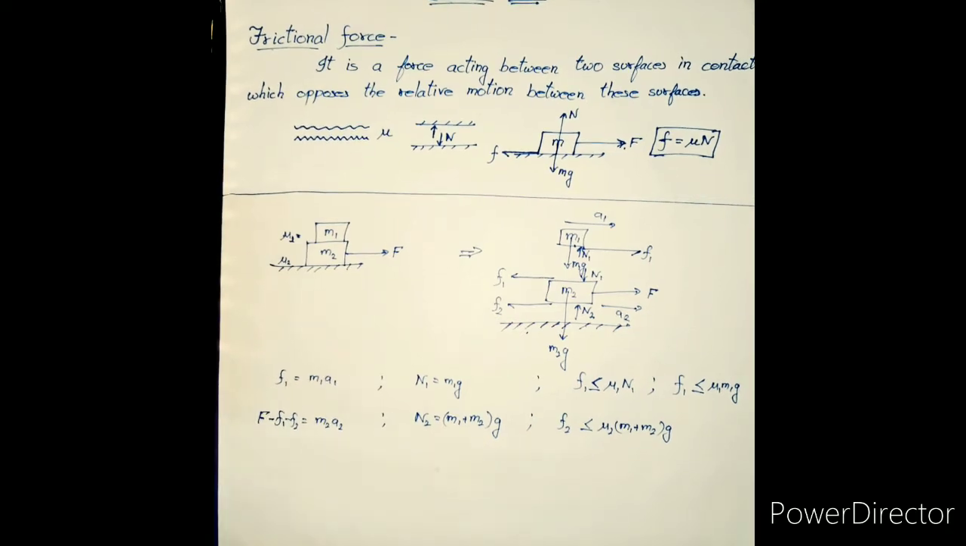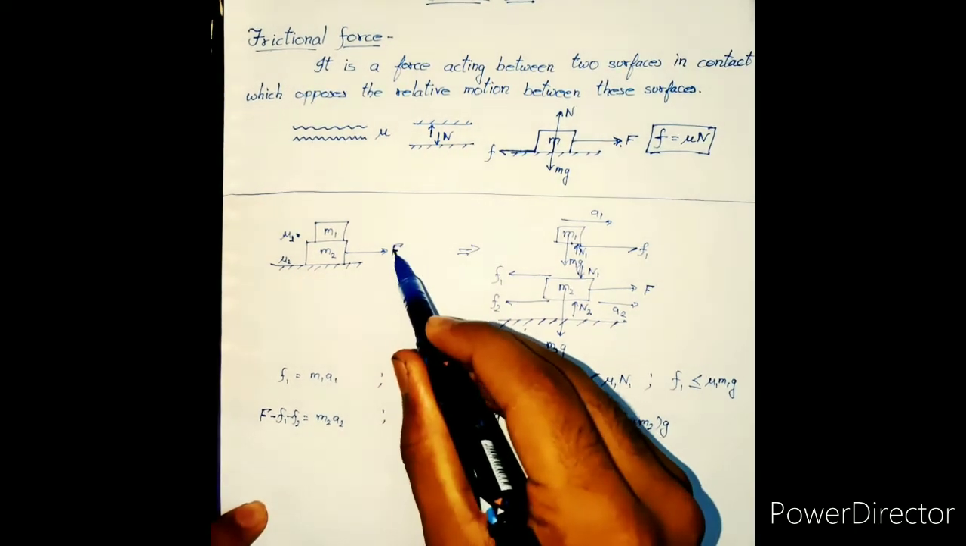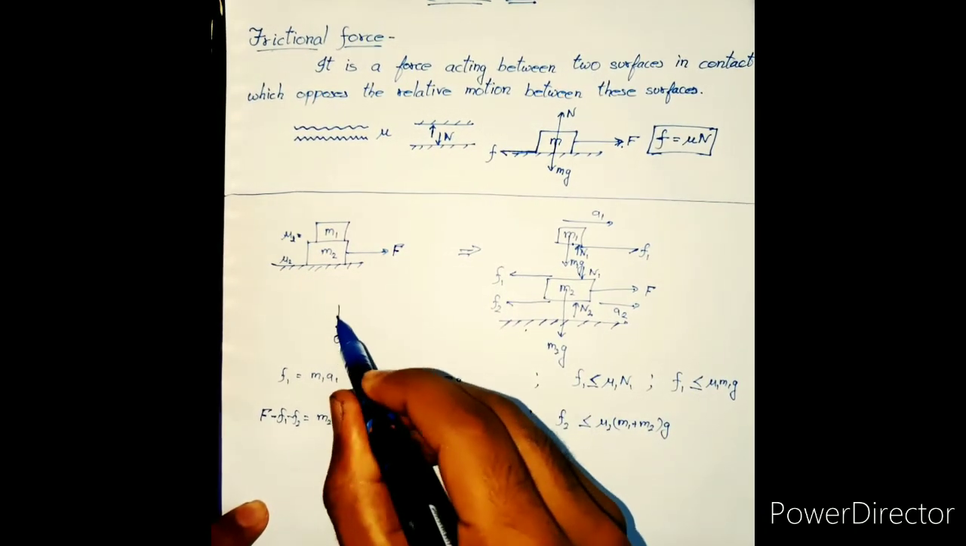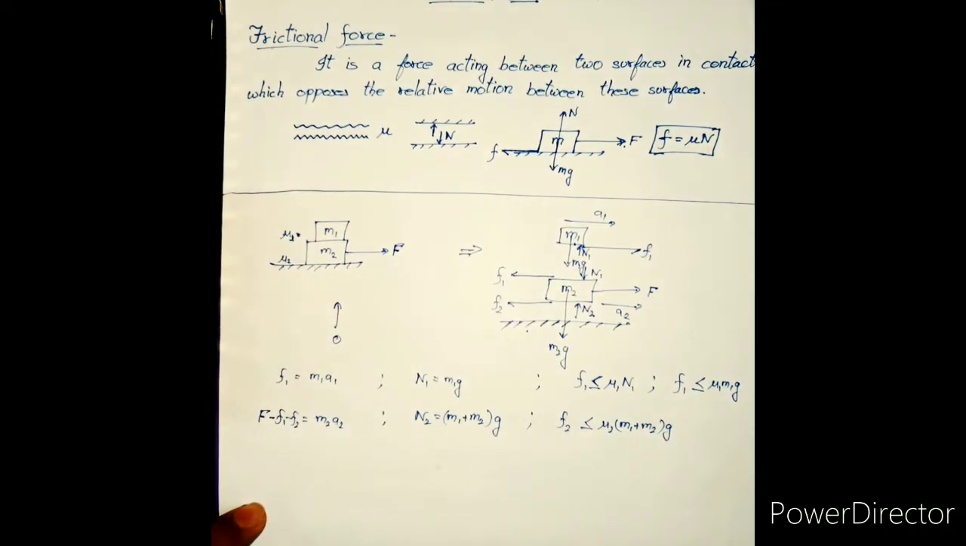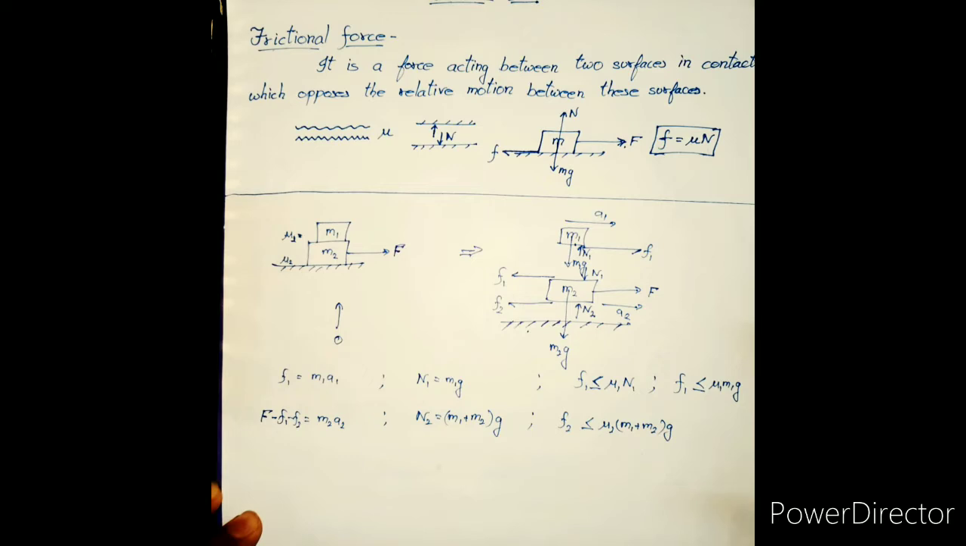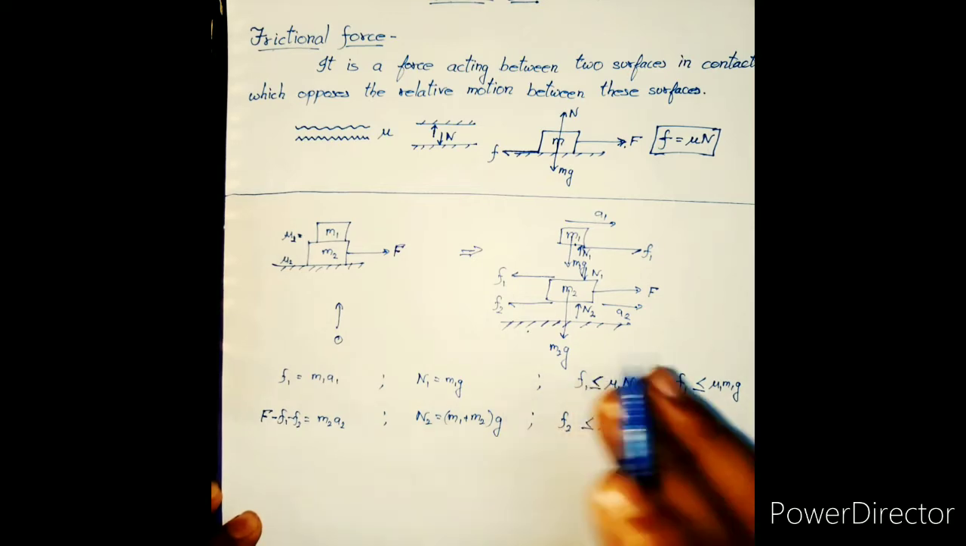Now let us come to the story of these two blocks. Suppose the force applied on the lower block increases from 0 to a very high level. What would happen? Initially we are taking the force as 0, and the blocks won't move at all. Till the force is increased to F2, the blocks won't move.